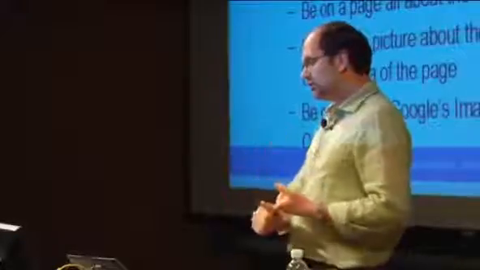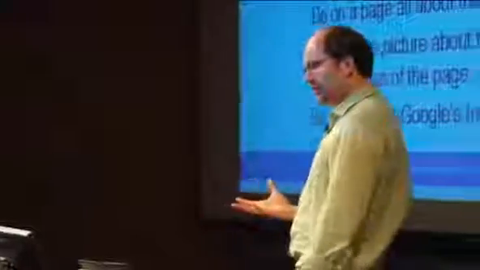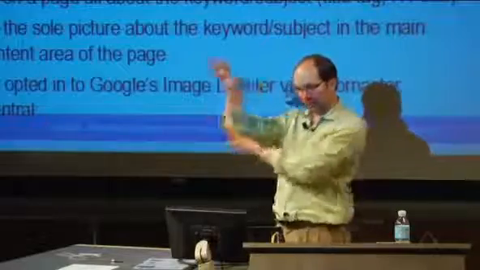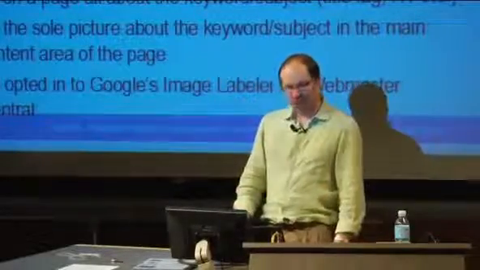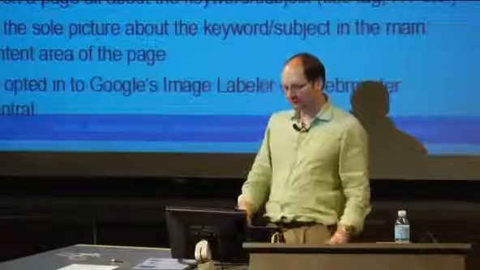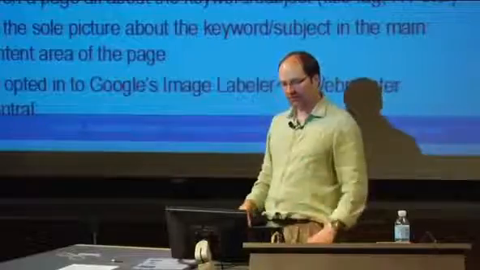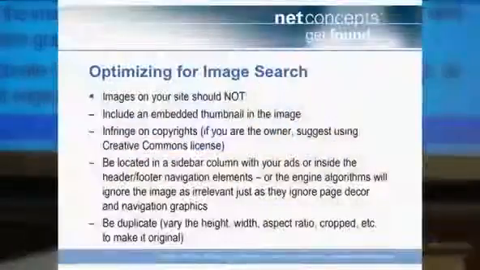So that includes things like the title tag and H1 tag and keyword prominence, right? Is it the sole picture about that keyword subject in the main content area of the page, rather than over on the sidebar, or being one out of 100 different images on the page? These help really set the keyword focus for that image. And also opt into Google Image Labeler via Webmaster Central, as I showed you guys yesterday.